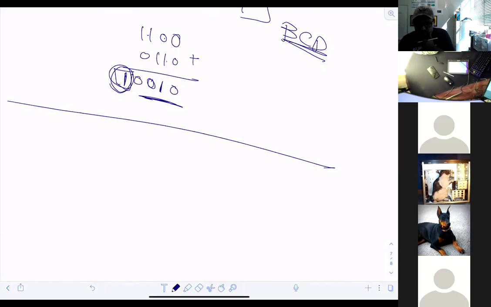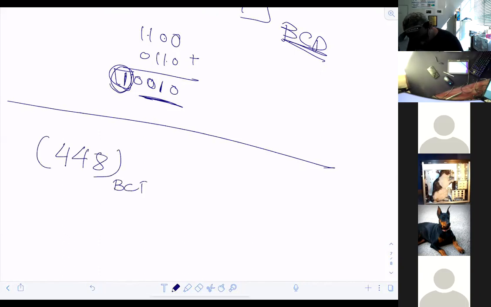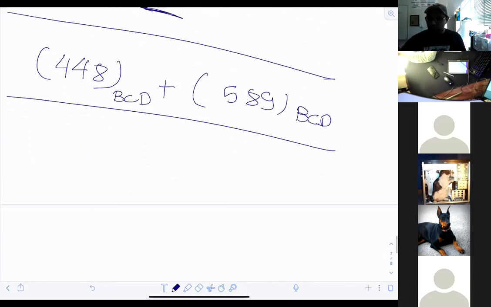So this is only BCD, right? That's a BCD, yes. So I give you another thing. Imagine somebody's telling you 448 BCD added to 589 BCD. Okay, so 448 to 589. Those are 2 BCDs.